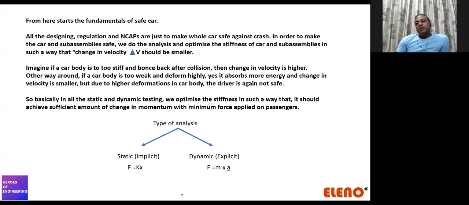Now from here starts the fundamentals of safeguarding. All the design regulations and NCAPs are just to make the whole car safe against the crash. I have already told you this information. Here I have also talked about the sub-assemblies. How are you making them safe? The same point is written here: we analyze and optimize the stiffness of the car and sub-assemblies in such a way that the change in velocity, delta V, should be smaller.